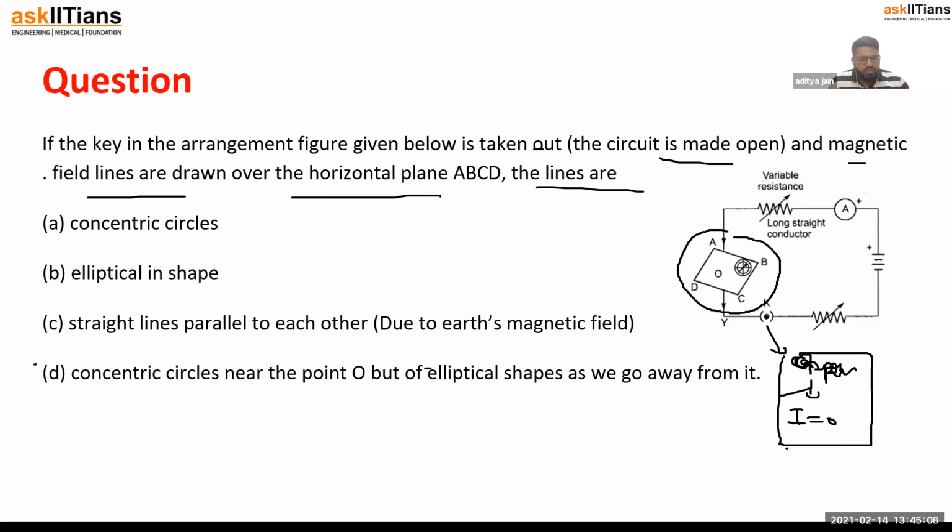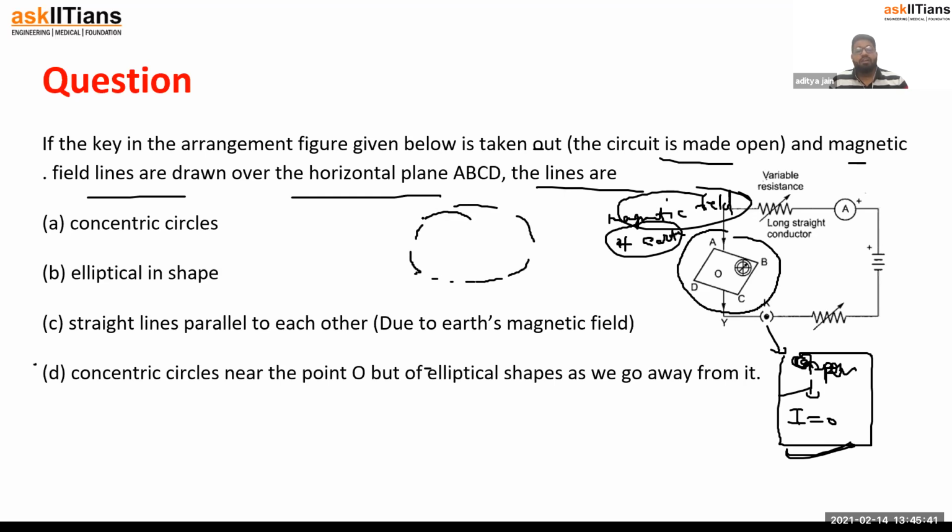First of all, if no current is flowing, there will be no magnetic field according to Oersted. According to Oersted's experiment, if there is no current flowing in the case of an open circuit, there will be no magnetic field. So the only magnetic field on the compass needle will be due to the magnetic field of Earth, because the magnetic field of Earth is always present. Magnetic field lines of Earth are straight lines parallel to Earth's magnetic field. Why straight lines? Because Earth has a very big radius. Earth is acting like a very big bar magnet.